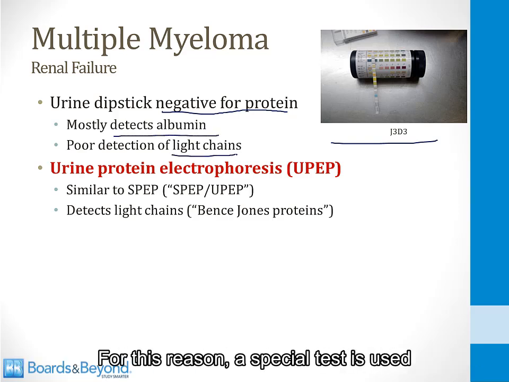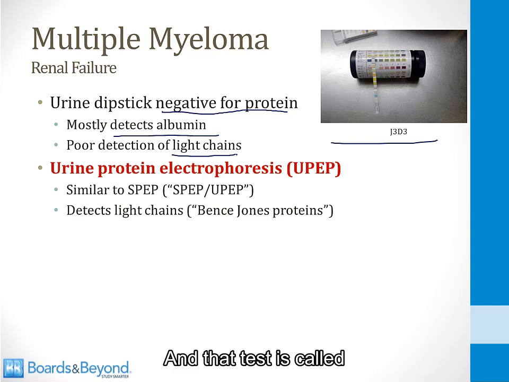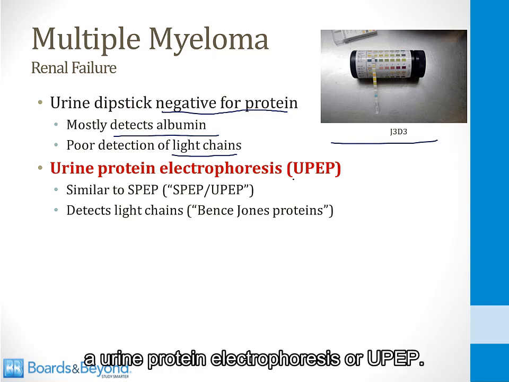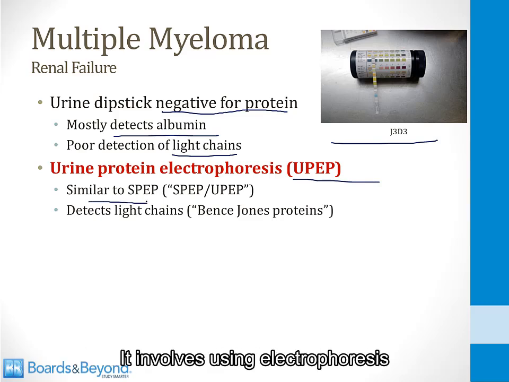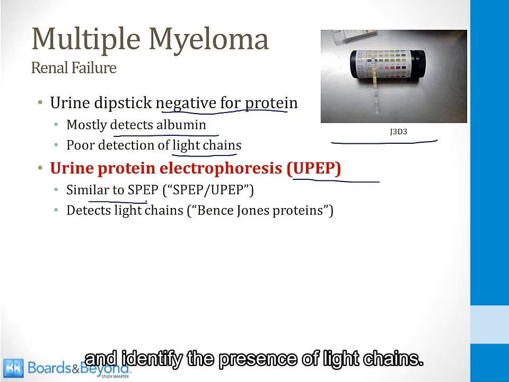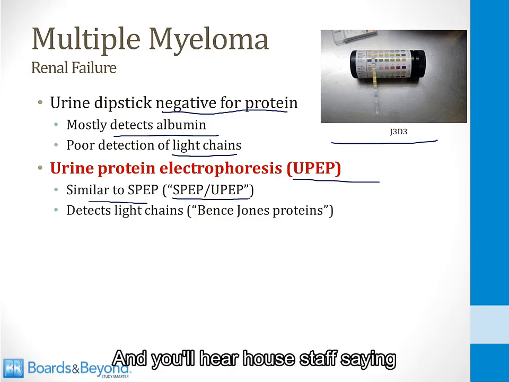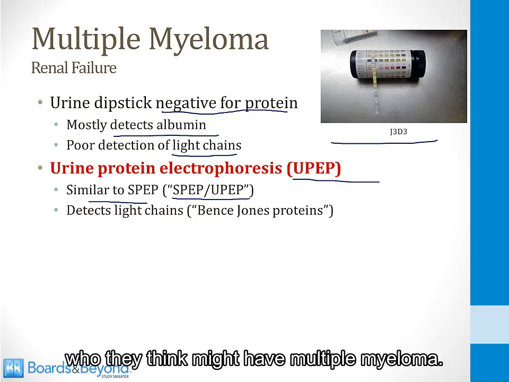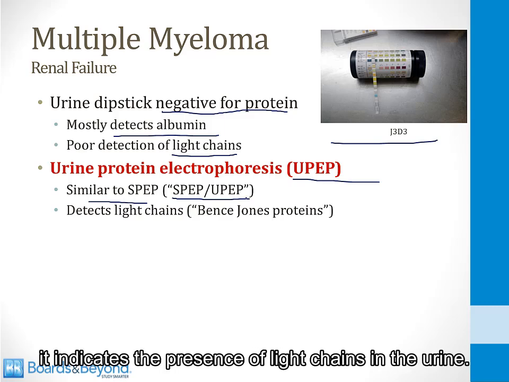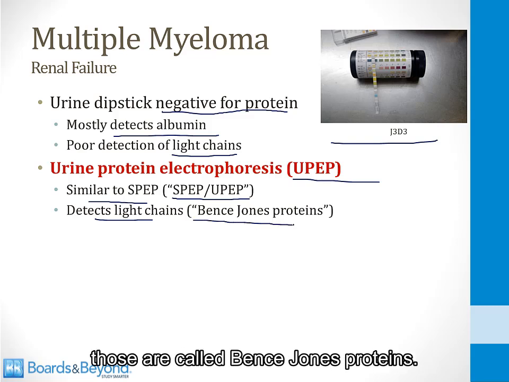For this reason, a special test is used to identify the presence of light chains in the urine, and that test is called a urine protein electrophoresis, or UPEP. This is similar to the SPEP we talked about earlier. It involves using electrophoresis to separate proteins by size and identify the presence of light chains. In fact, the SPEP and the UPEP tests are often sent together, and you'll hear house staff saying we're sending an SPEP and a UPEP on a patient who they think might have multiple myeloma. And when the UPEP is positive, it indicates the presence of light chains in the urine, and as I told you before, those are called Bence-Jones proteins.